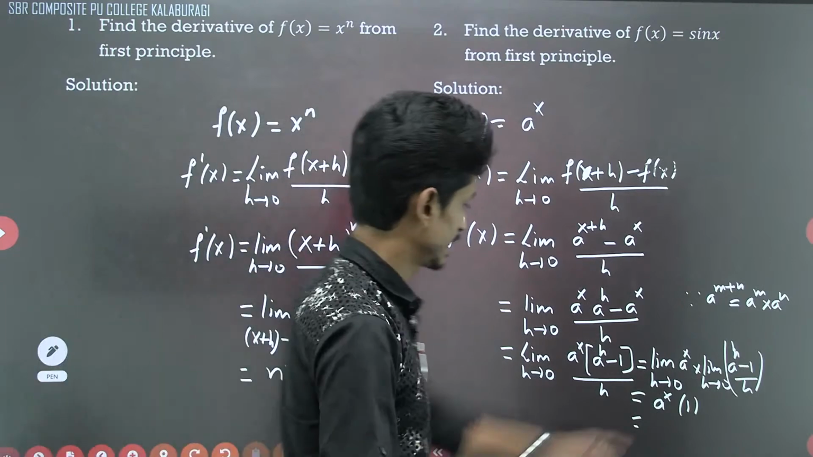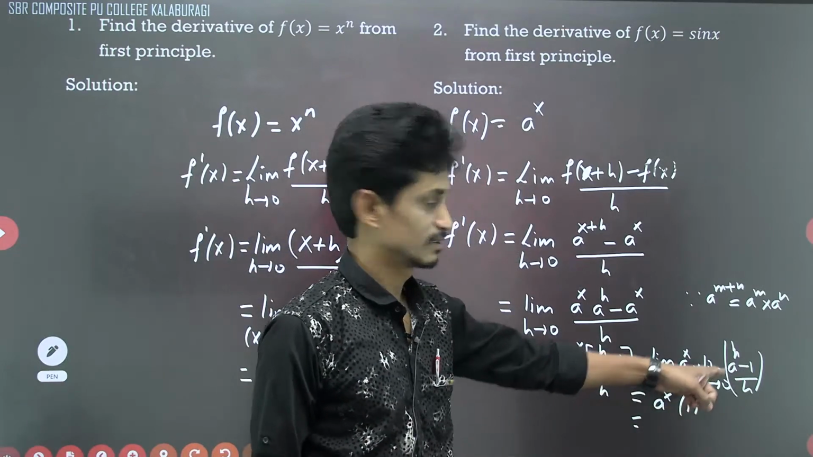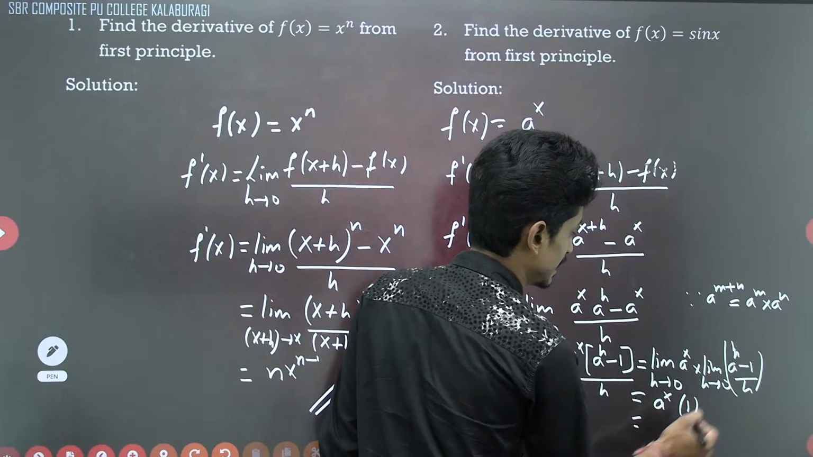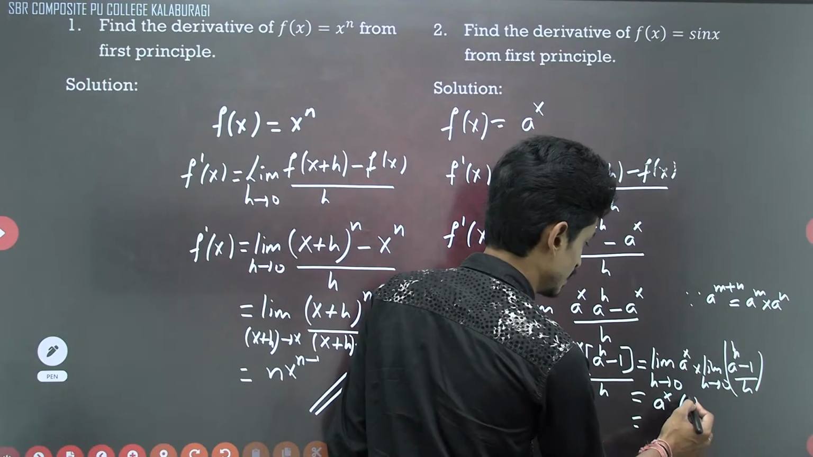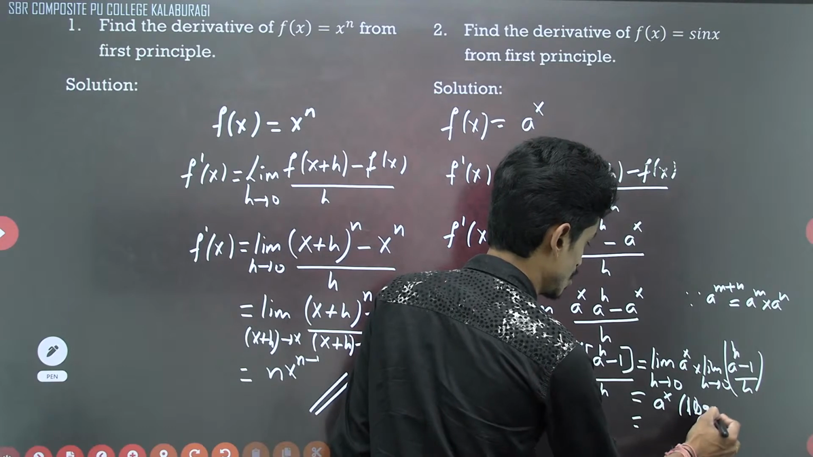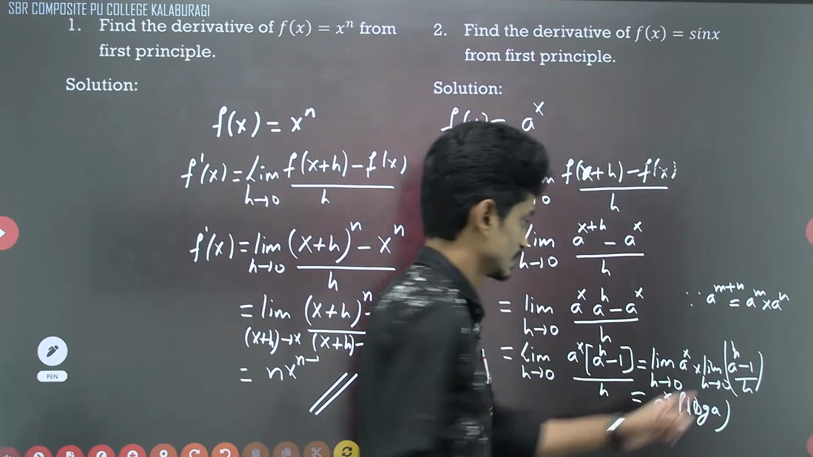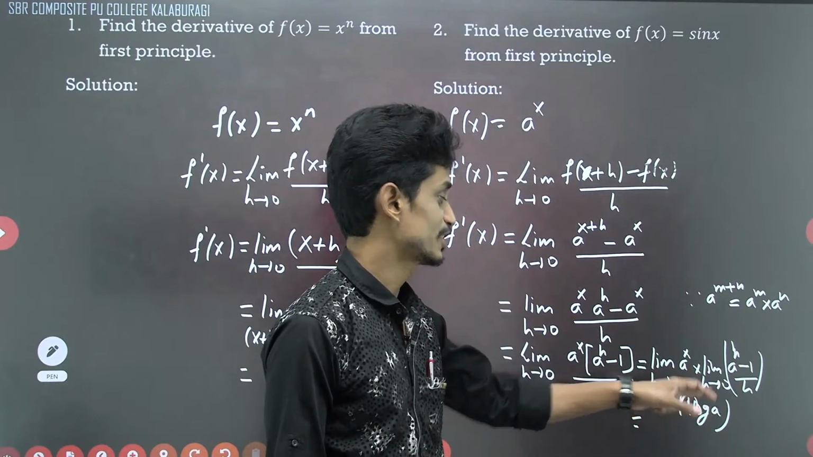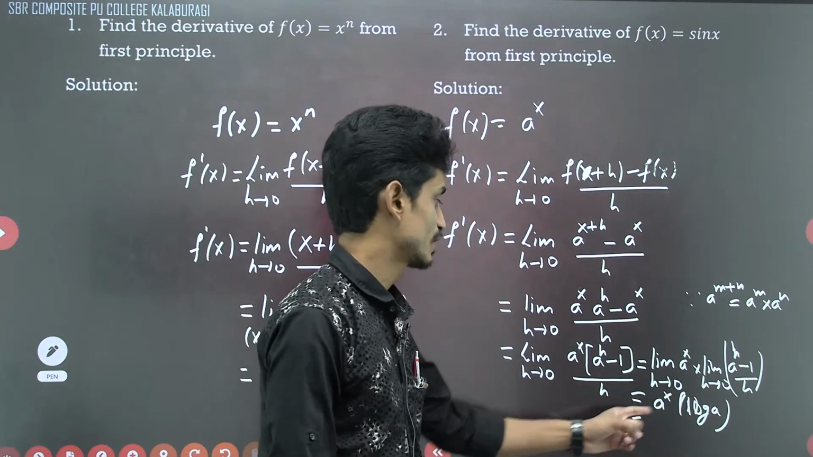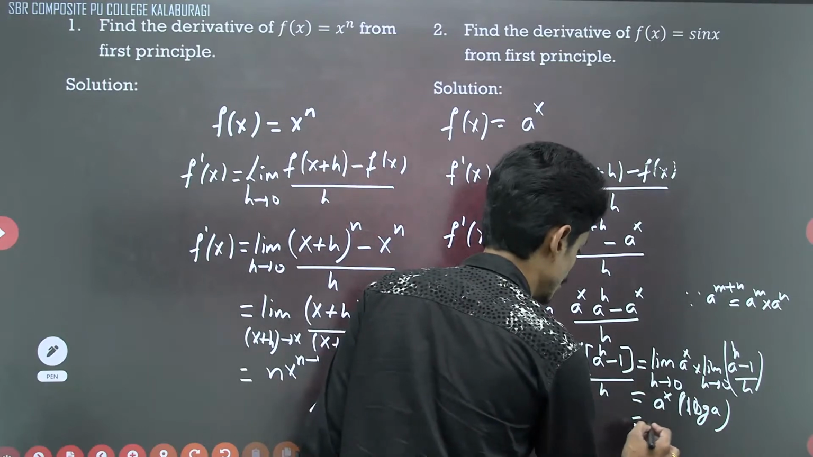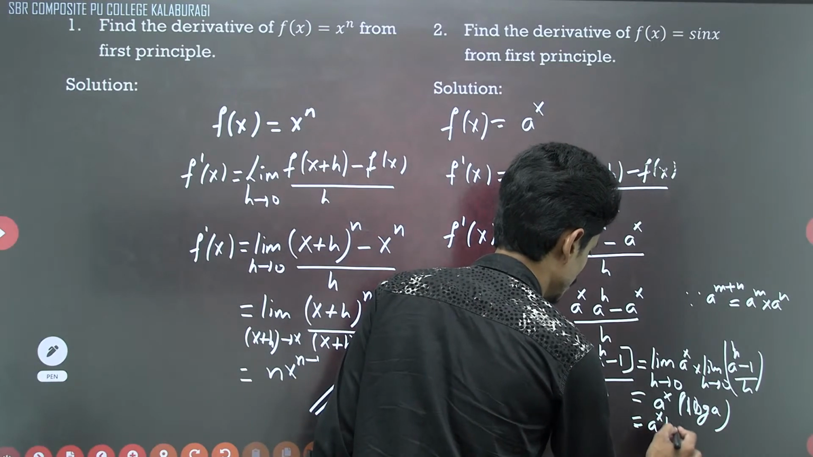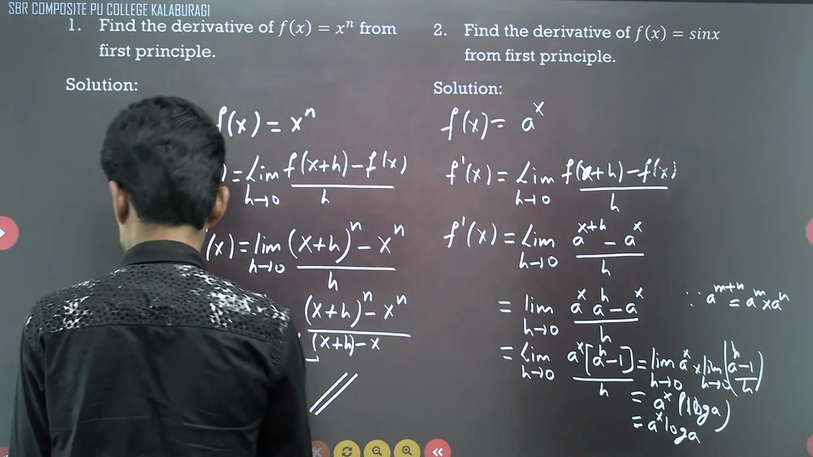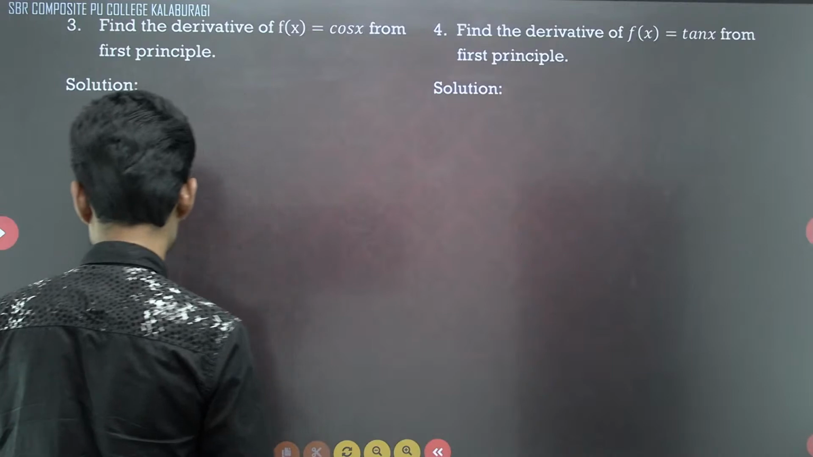Yes. Look here, I have written some wrong value. The limit of (a power h minus 1) divided by h is not 1. It should be log a. So (a power h minus 1) divided by h, as h tends to 0, will be log a. Then our answer is a power x into log a. Let us see the next question.